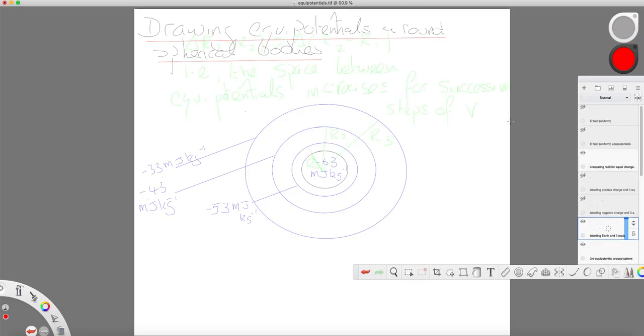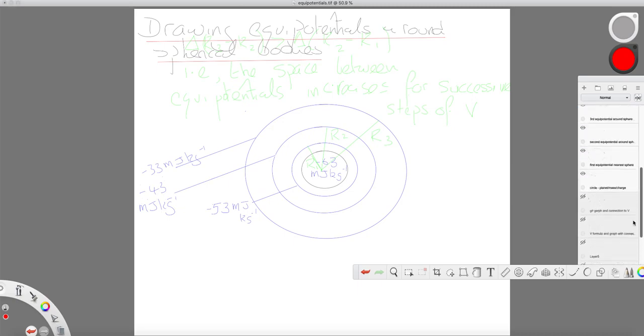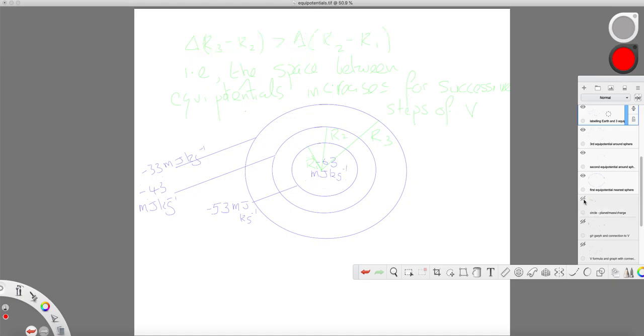So R2 is greater than R1, R3 greater than R2, so R3 greater than R2 greater than R1, but the changes are getting greater. So the change from R2 to R3 is greater than the change from R1 to R2.